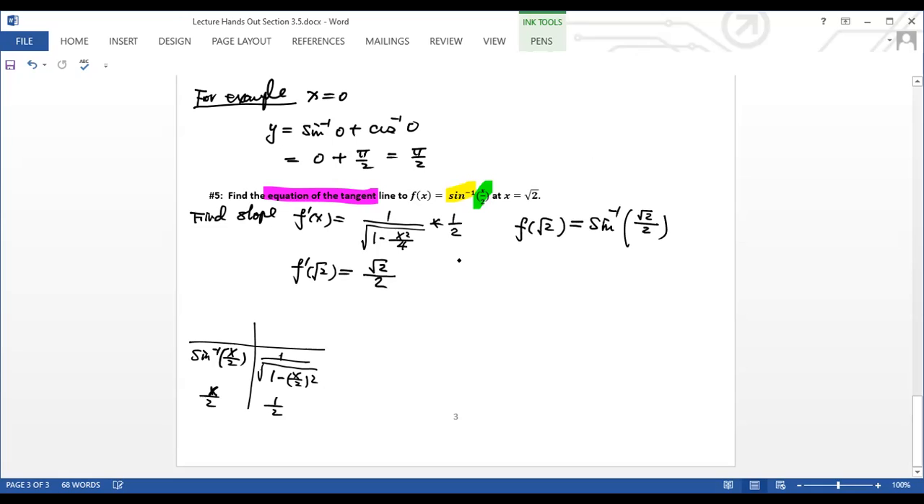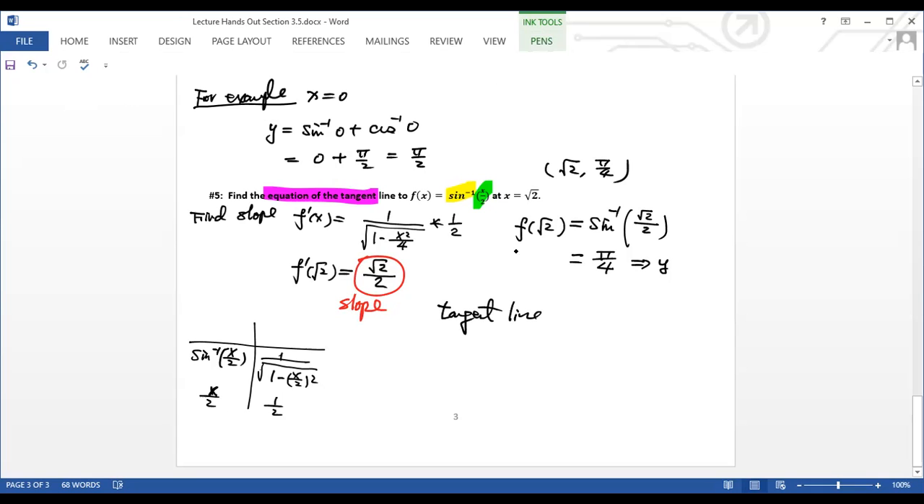Right, so what is arcsine of the square root of 2 over 2? This is pi over 4, right? So this is your y value. So you're going to have a point with x equal to the square root of 2 and y equal to pi over 4, and the slope, right? The derivative is always the slope. So what is my tangent line here?